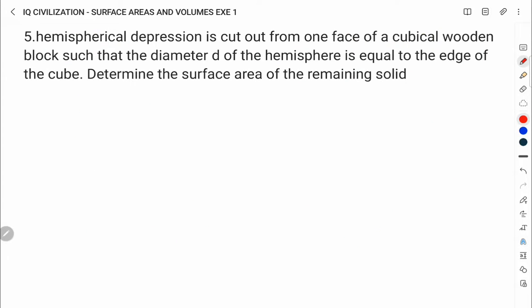Next one. See here, hemispheric depression, hemisphere cut out from one face of the cube. Diameter and edge of the cube. Surface area of the remaining solid. See, this is nothing but there is a hemisphere, there is a cube. In that we have taken a small block in the shape of a small hemisphere depression. So here, according to my formula, let this side be L, cube. So side of the cube is L.